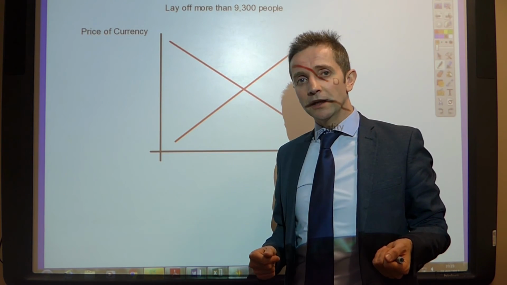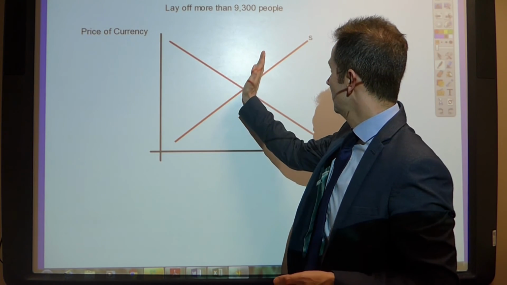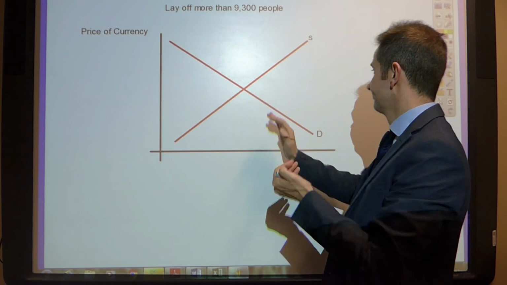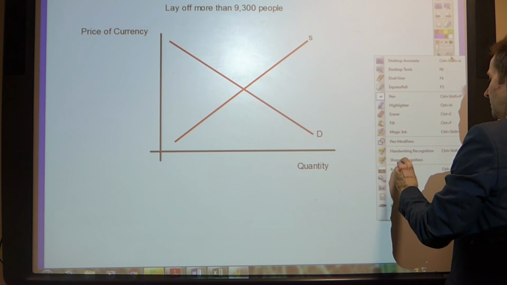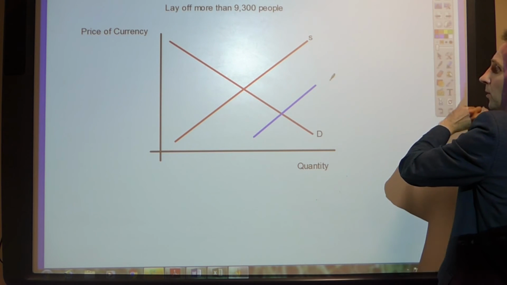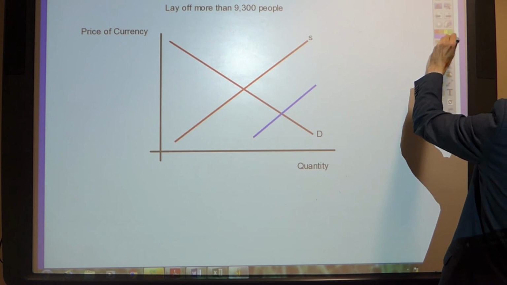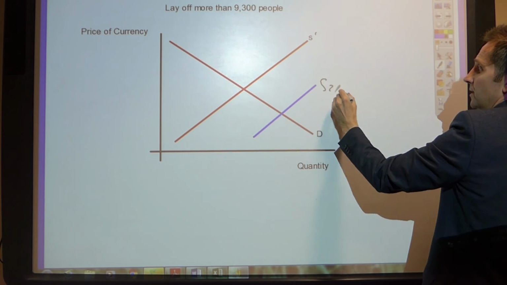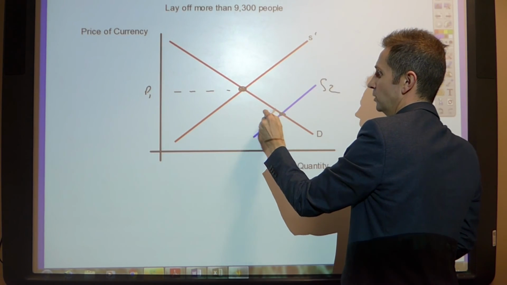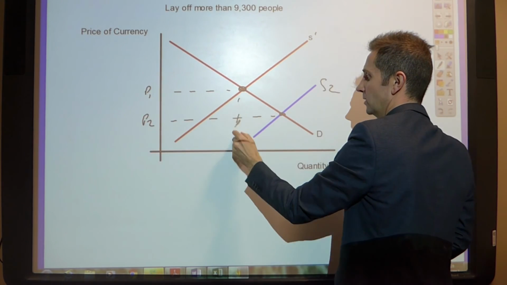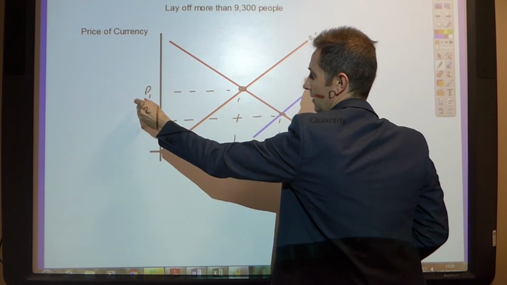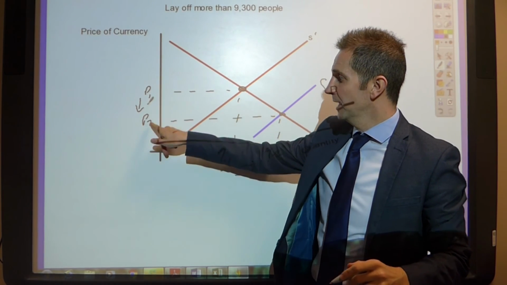And as you well know, ladies and gents, that would mean that the supply curve would shift to the right. So let's just do that. The supply curve would shift to the right, S1 to S2. And as a consequence, the value of the kwacha would fall from P1 to P2.